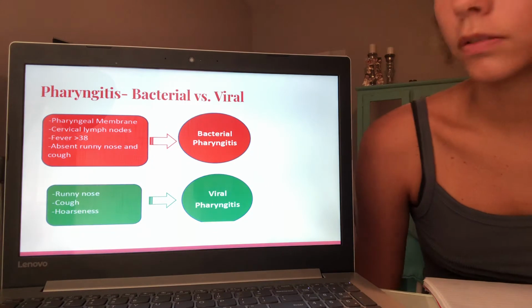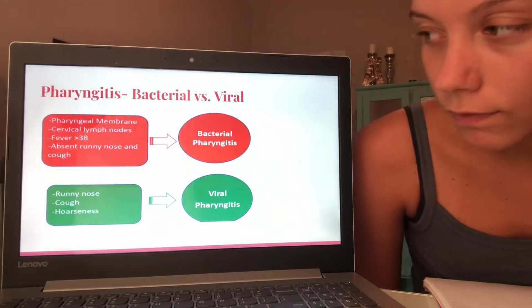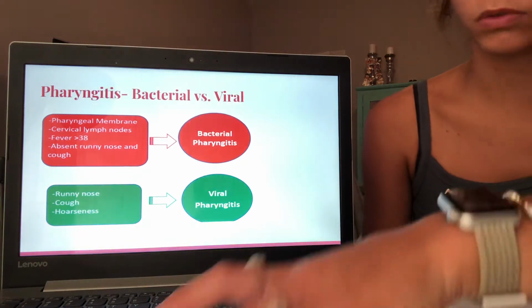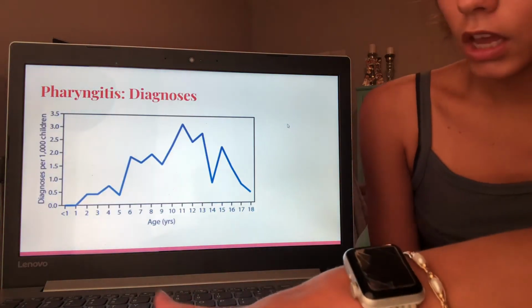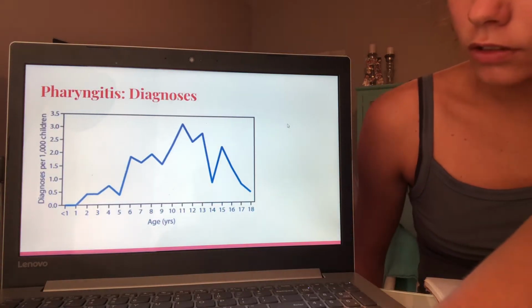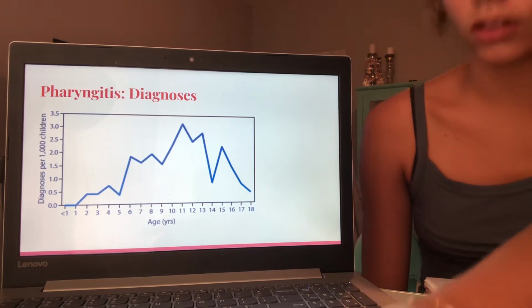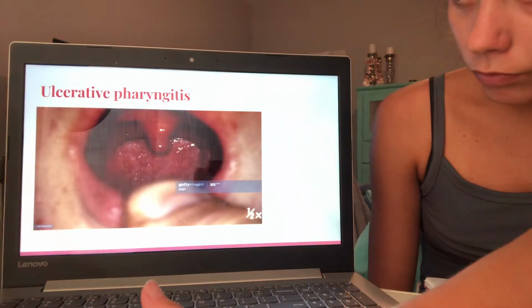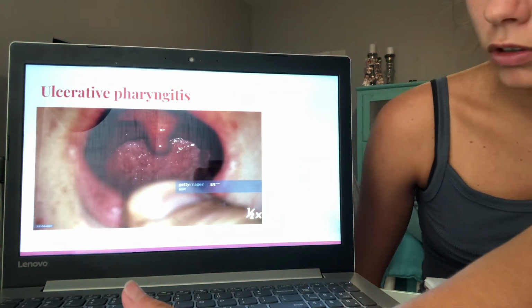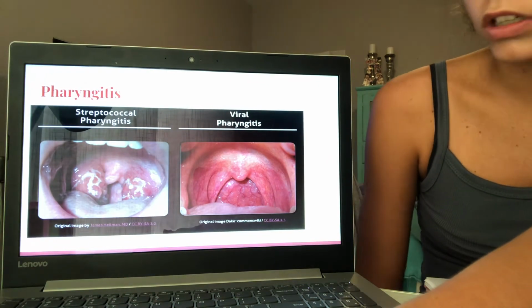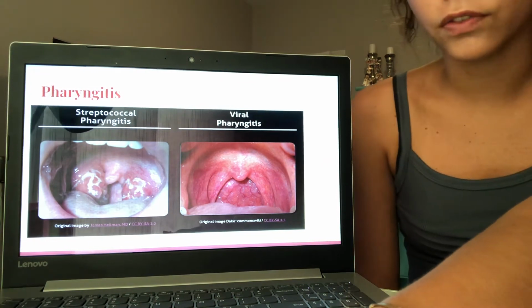And this is the difference between bacterial pharyngitis and viral pharyngitis, the symptoms between them. And then this is a diagnosis chart of 1,000 children and their ages. And this is a picture of ulcerative pharyngitis. And then this is the difference between streptococcal pharyngitis and viral pharyngitis.